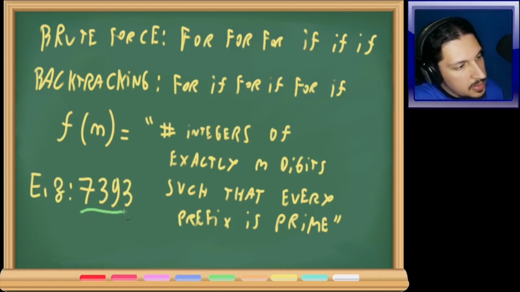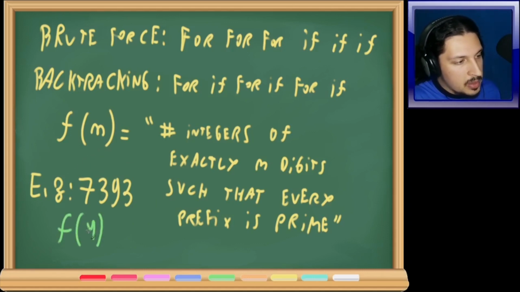For example, this number is valid according to my criteria, because 7 is prime, 73 is prime, 739 is prime, and the full number is prime. So this one would count towards calculating f of 4. F of 4 would be the number of 4-digit integers satisfying this property.